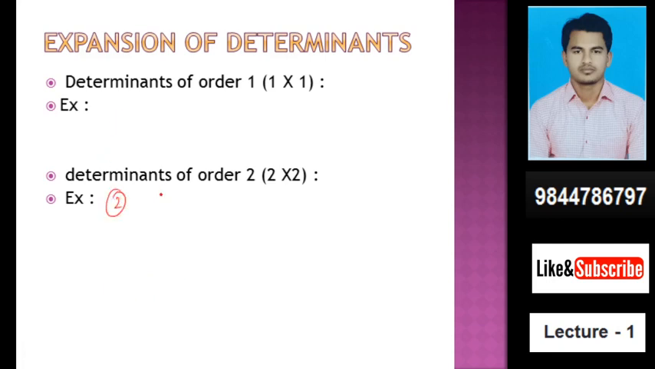Example number 2. If A is equal to 1, minus 3, 2 and 4. First, write the given matrix in determinant form. Now, what is our first rule?